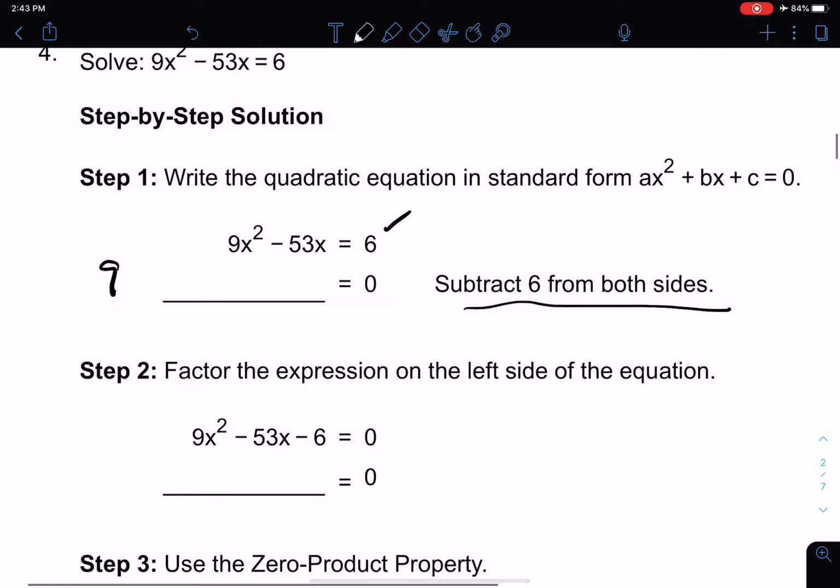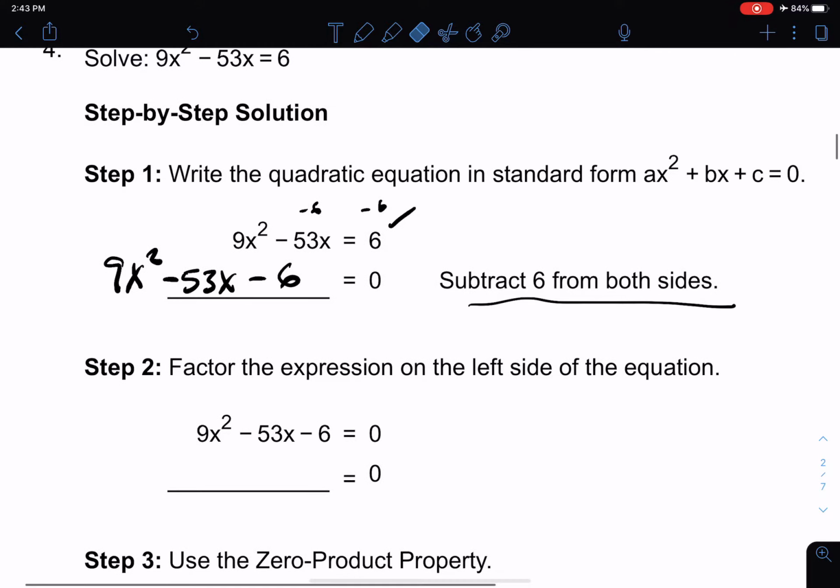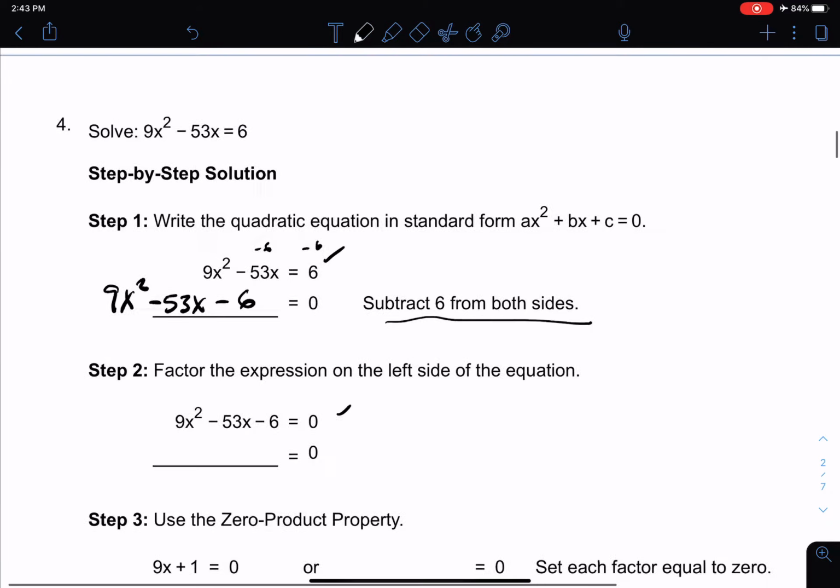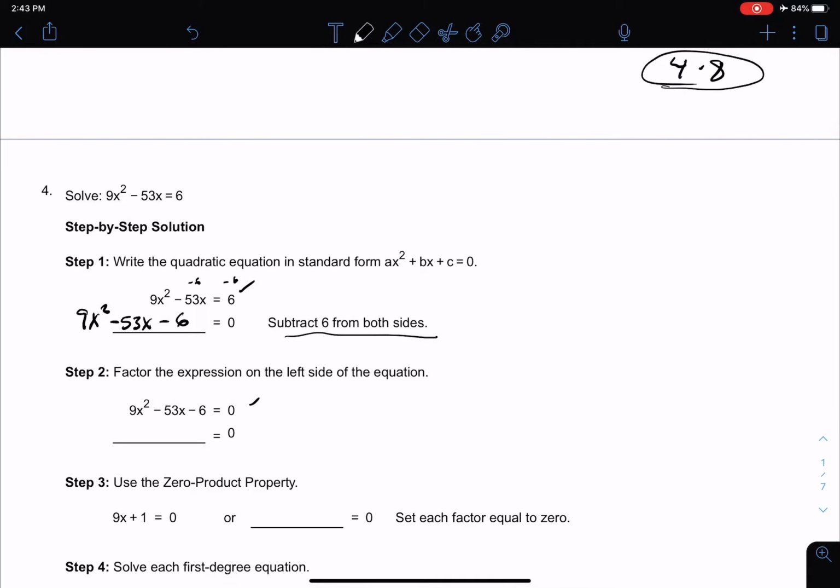So we've got 9x squared minus 53x. I'm just copying it down. Now subtract 6 from both sides, and you get minus 6 equals 0. Of course, they verify it right there on the next step. There it is. Okay, the next step says, please factor the expression on the left side of the equation.